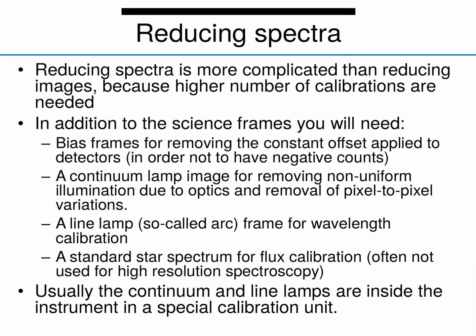You need bias frames to get the constant offset that is applied to detectors, to remove it. You need a continuum lamp to remove the non-uniform illumination due to optics and also pixel-to-pixel variations in your detector. You need a line lamp, a so-called arc frame, for wavelength calibration. Then you could use a standard star spectrum for flux calibration, but that's not often used for high resolution. Usually these continuum and line lamps are inside the instrument in a special calibration unit.